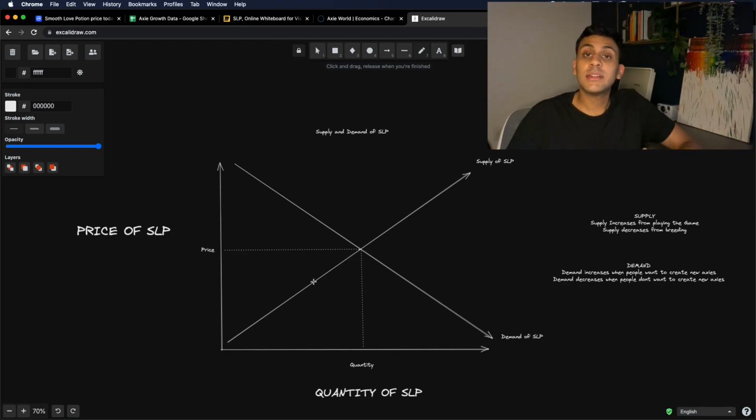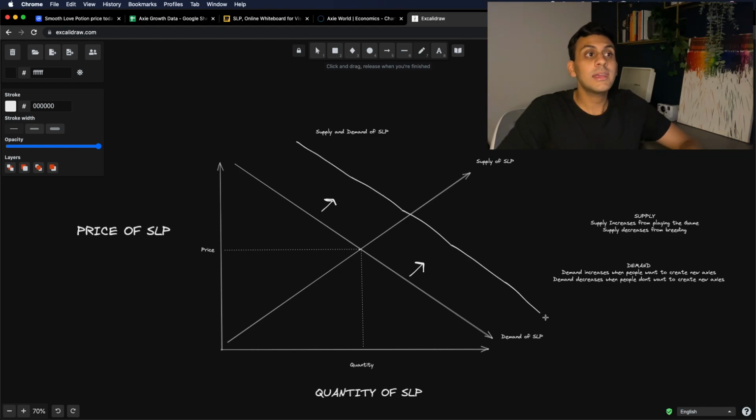Ideally, for the Axie Infinity team in the economy, the demand for SLP does not increase suddenly. Rather, it looks like this. So the demand of SLP would increase slowly. It would create a new equilibrium up here. And at the same time that demand of SLP increases, to meet this new demand, the supply of SLP would also increase. It would increase in lockstep of the demand increases. The new equilibrium would end up here.